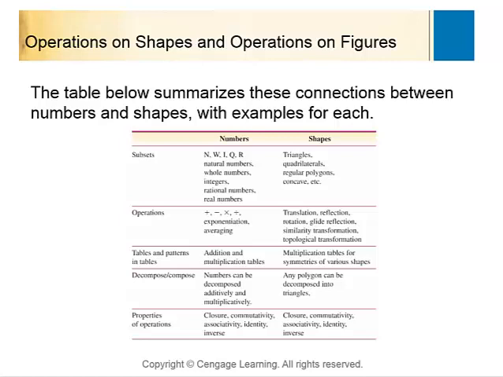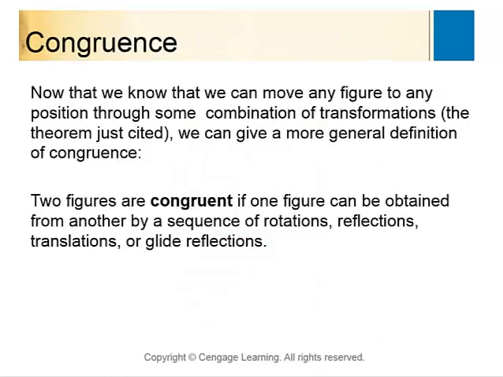This is summarizing some different things that utilize transformations of different sorts. So there's your summary. And now that we know we can move any figure to any position through a combination of transformations, now we can talk about congruence. So we can say something is congruent if you can do some transformations and get that same figure back, or kind of move it around. You just slid it around the plane somehow.